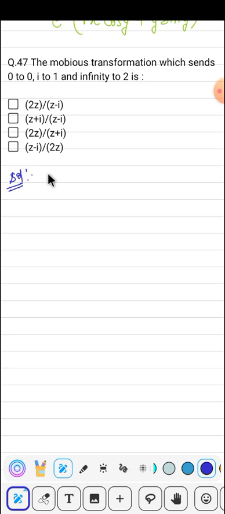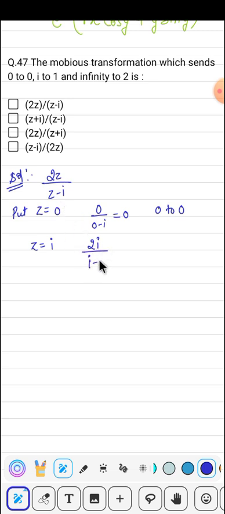Let's check option 1, 2z upon z minus iota. Okay, so put z equal to 0. When I put z equal to 0, I get 0 upon 0 minus iota, which is 0. So this is true, 0 to 0. Next, z equal to iota. So what do I get? 2 iota upon iota minus iota, which gives you infinity, and which is not correct. Why? Because it is given that iota should go to 1. So option 1 is wrong.